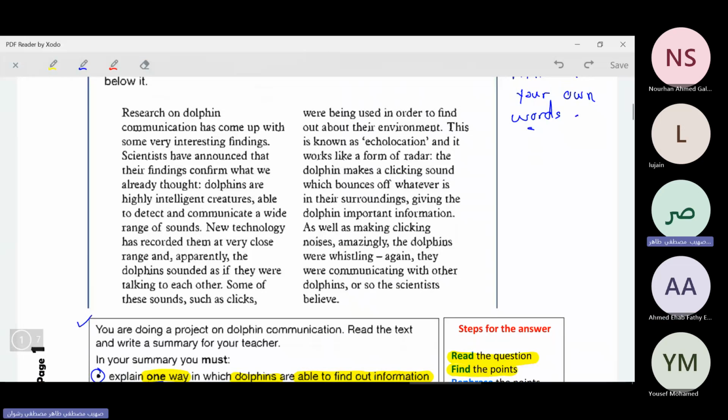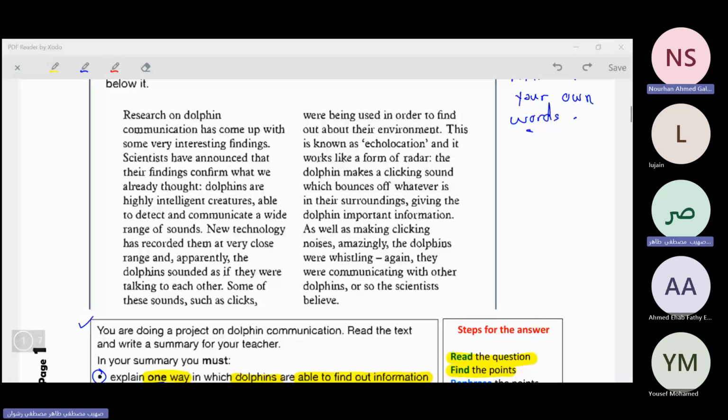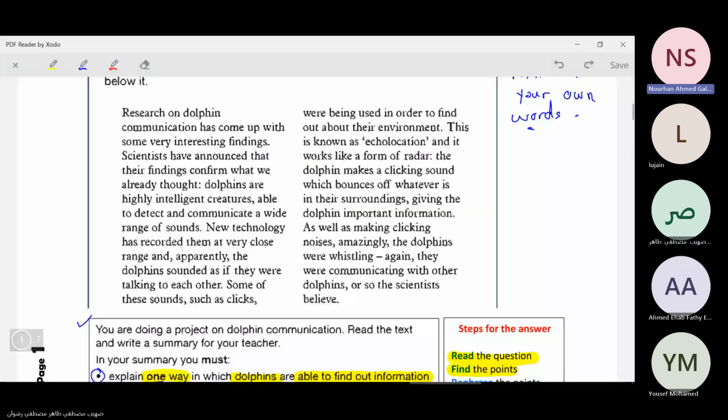Tell me. Nurhan is here. Yes, sir. Research on dolphin communication has come up with some very interesting findings. Findings confirm what we already thought. Dolphins are highly intelligent creatures able to detect and communicate a wide range of sounds. New technology has recorded them at very close range, and apparently the dolphins sounded as if they were talking to each other.